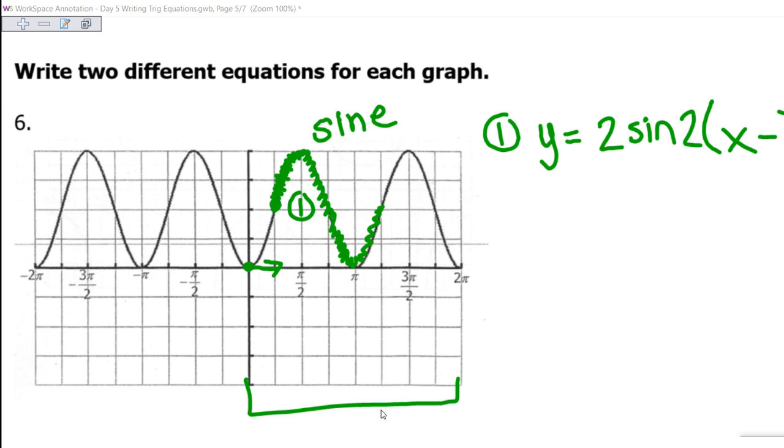Now, that's one equation, but how many equations do I have to have? 2. So now, if I did sine, the next one I'm going to do would be cosine. So now I want to use this part of the graph. Again, on your paper, you can just put little squiggle lines to darken it in. And for this part of the graph, let's do cosine.